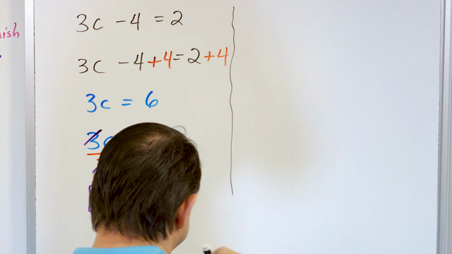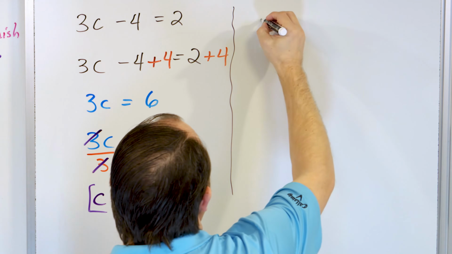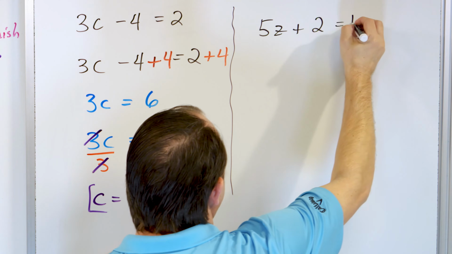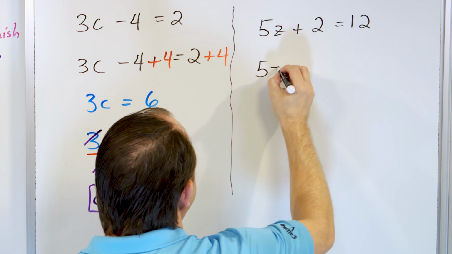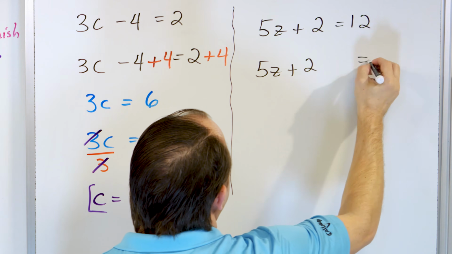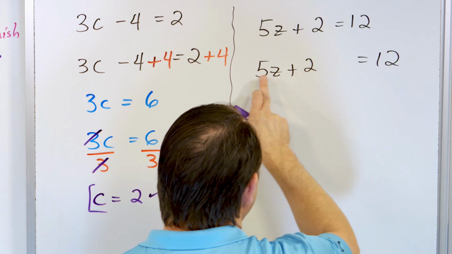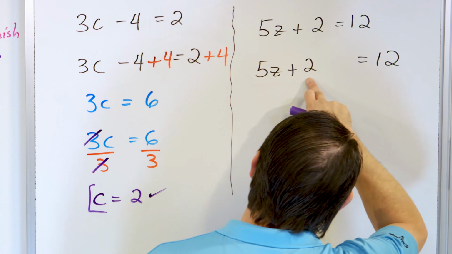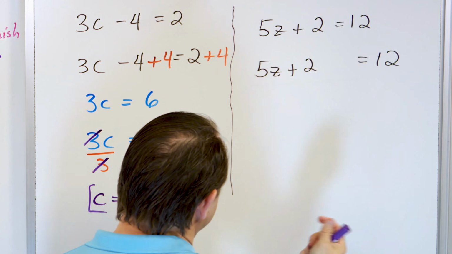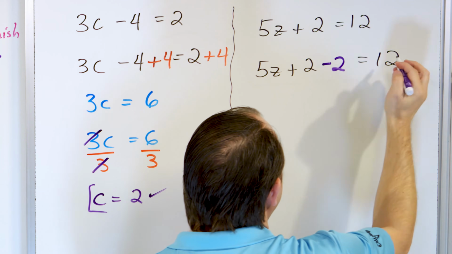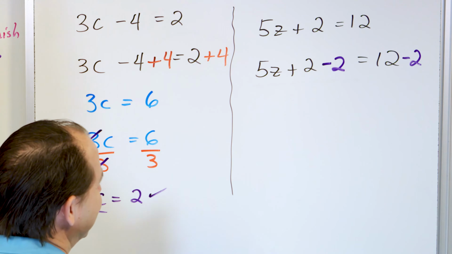All right, let's take a look at 5 times z plus 2 is 12. So let's rewrite it. 5z plus 2 is 12. What do you think you're going to do first? Well, you're definitely not going to divide. You're not going to divide by 5, because then you have to divide the whole left side by 5 and nothing will cancel. Instead, we're going to get rid of the 2. Subtract 2. Do the opposite. Do it to the right-hand side.